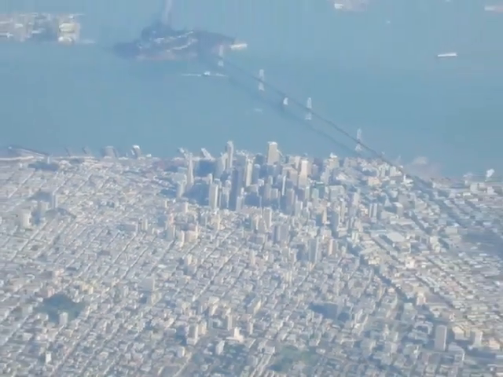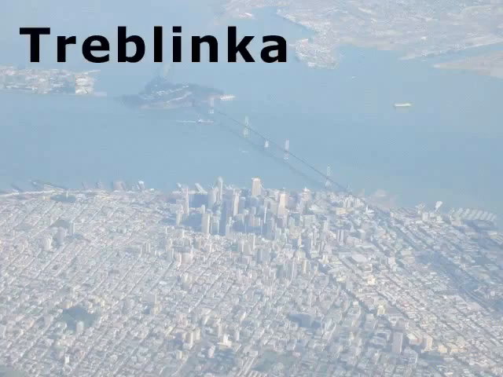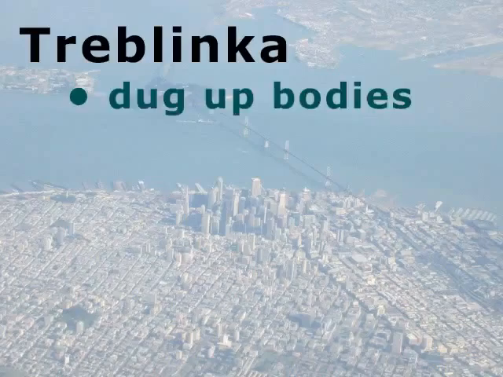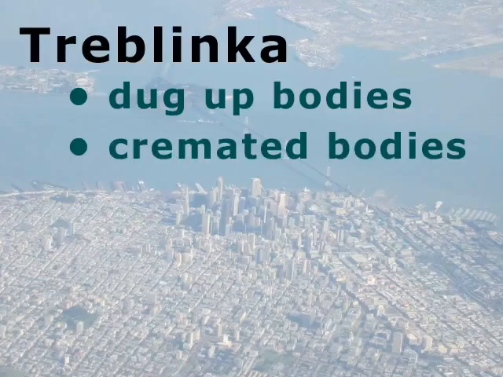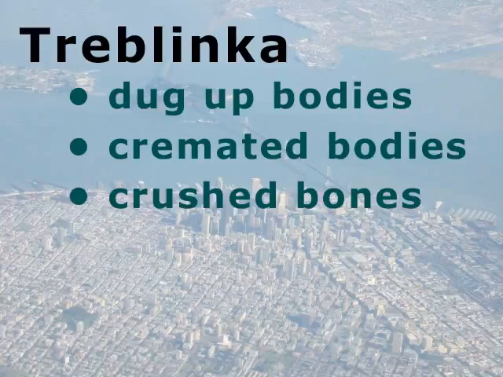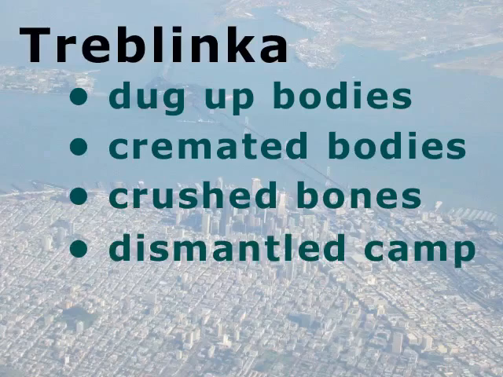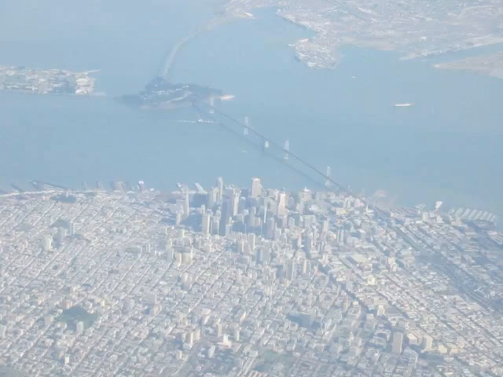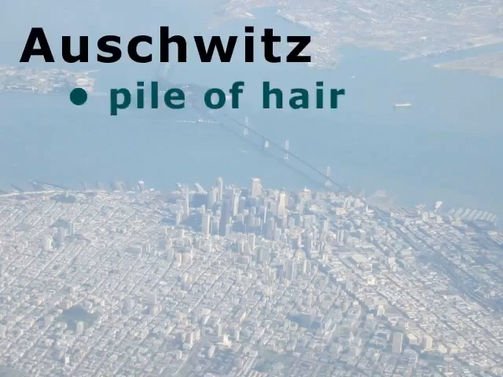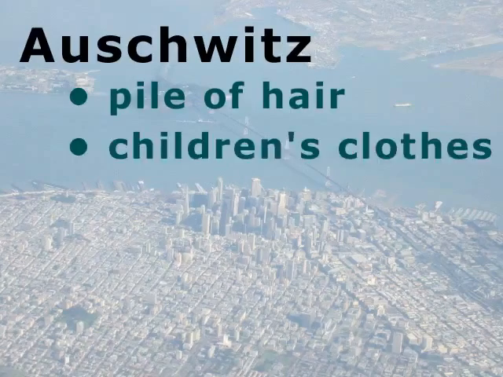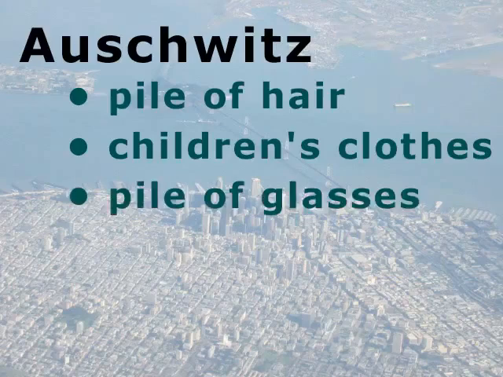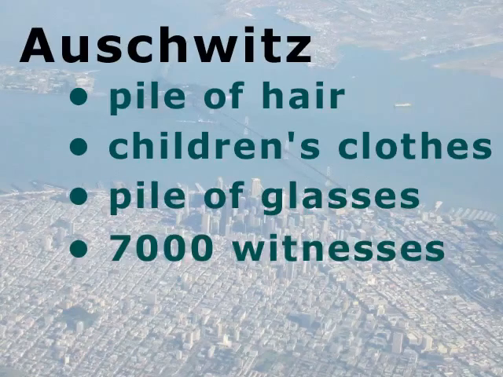To believe in both means you believe that at Treblinka they dug up decaying corpses of close to the population equivalent of San Francisco. They cremated all the bodies on outdoor fires. They crushed the tens of millions of bones by taking each bone individually and whacking it several times with a hammer. They destroyed evidence that the camp even existed by dismantling it. But at Auschwitz, they carelessly left a giant pile of human hair, lots of children's clothes, a giant pile of glasses, and 7,000 eyewitnesses waiting to speak with the Soviets.